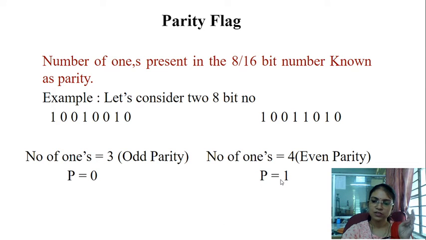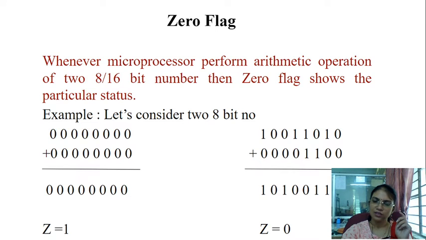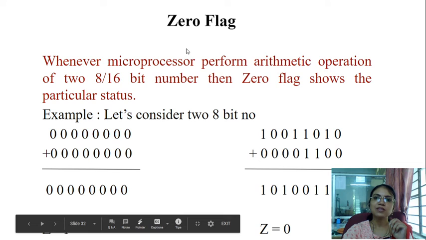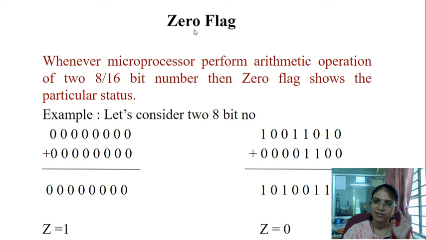So we have covered the carry flag, auxiliary carry flag and parity flag. Going to another flag that is called the zero flag. The name itself indicates that zero means, whatever results you get after addition of two 8-bit numbers or 16-bit numbers, if the result becomes 0, then this zero flag will be activated.